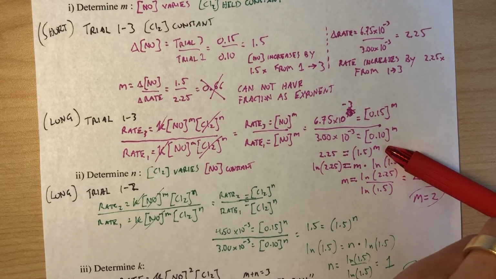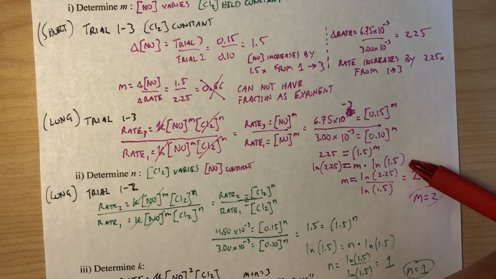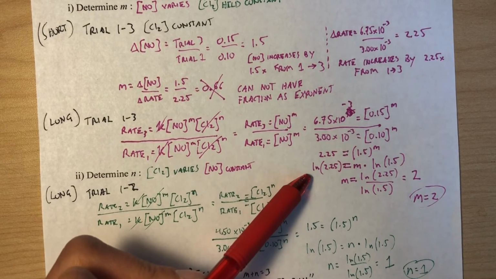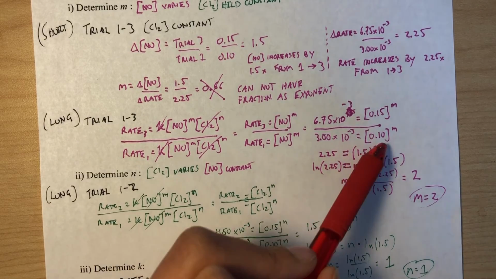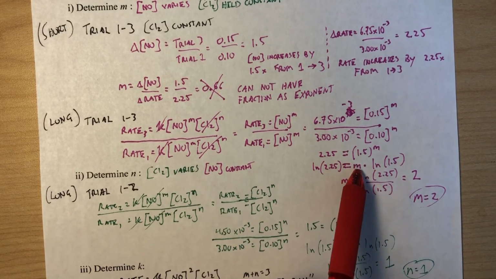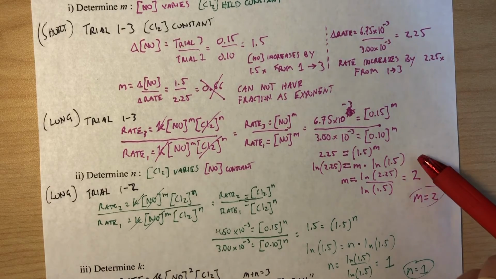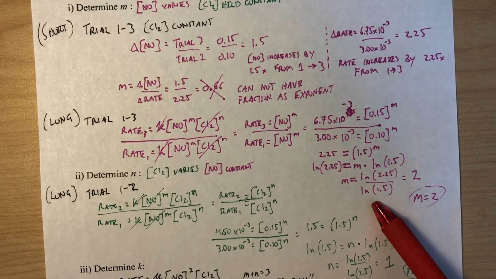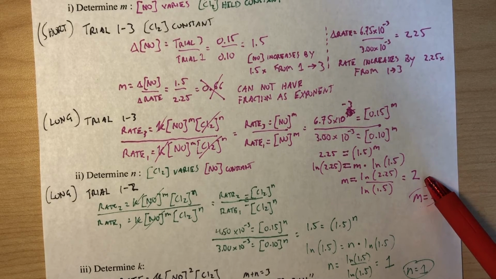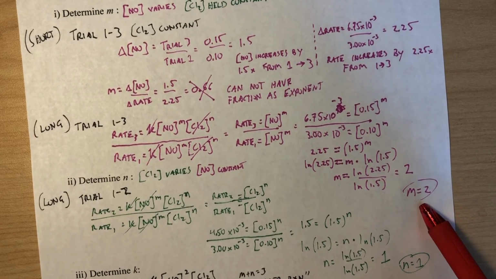And we use our natural log laws and bring down the exponent. So if we take the natural log of both sides, we get the ln of 2.25 is equal to m times the natural log of 1.5, as the exponent brings down. So when we isolate the variable m, we take the natural log of 2.25 divided by the natural log of 1.5, and that ends up equaling 2. And we get a real, true m exponent, which is 2.